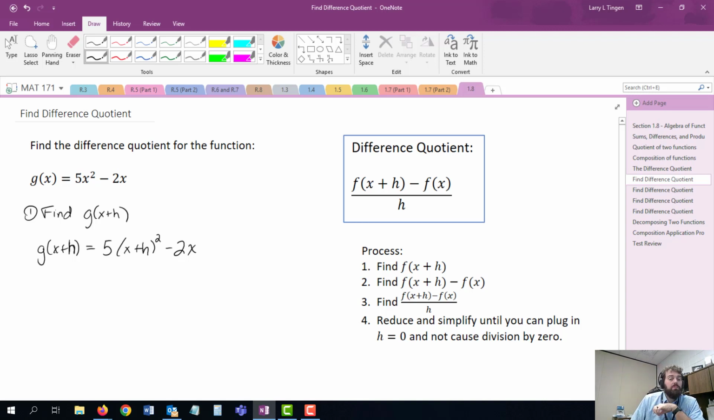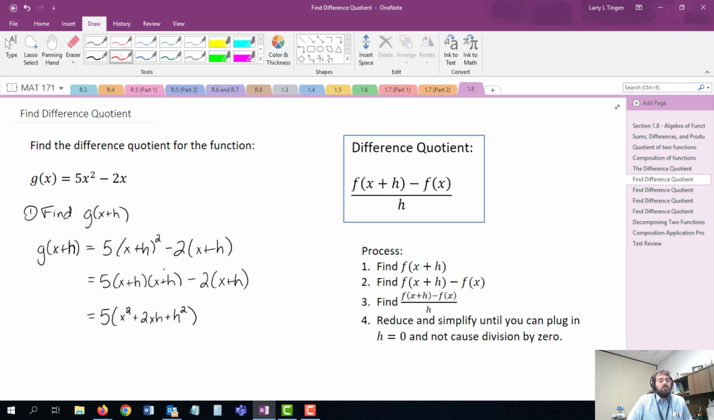All right, now x plus h squared is, remember, that means x plus h times x plus h. And, oopsie, look at what I did. I didn't swap out that second x like I was supposed to. All right, so that's minus 2 times x plus h. I'm going to multiply the x plus h's together first and then distribute the 5, I believe, is easier. x plus h times x plus h is x squared plus 2xh plus h squared.